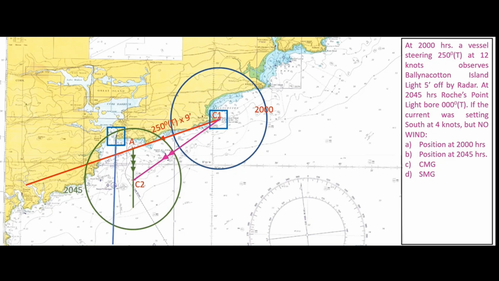Now we draw the 2045 PL through Roche's point. Where the two intersect, that is point Y, the 2045 fix. Through this, we draw a line parallel to C1 C2 through the 2045 position, and where it cuts the 2000 hour position circle becomes point X, and that is the position at 2000 hours. X is the position at 2000 hours, Y is the position at 2045, XY is the CMG, and XY distance is the DMG in 45 minutes.